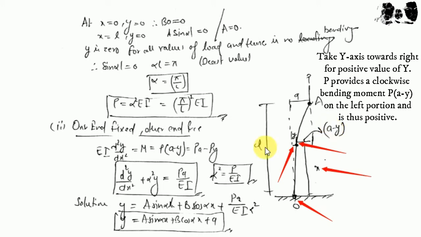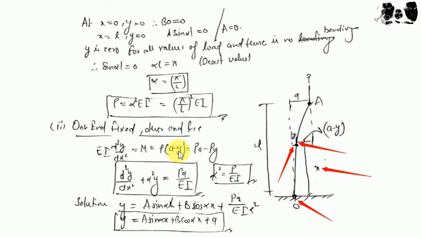because the load is rotating in the downward direction. So again we have the same equation, EI d2y upon dx2 is equal to M, which is the bending moment, is equal to P into a minus y, which is equal to Pa minus Py.